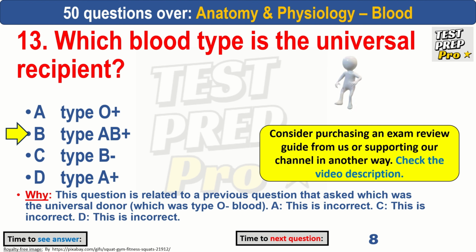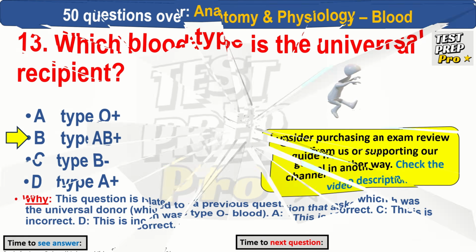It's type AB positive. That blood type, they can receive blood from various folks. Like you can have type A blood, type B blood, type O blood, and you can give it to this person with type AB blood, AB positive blood.